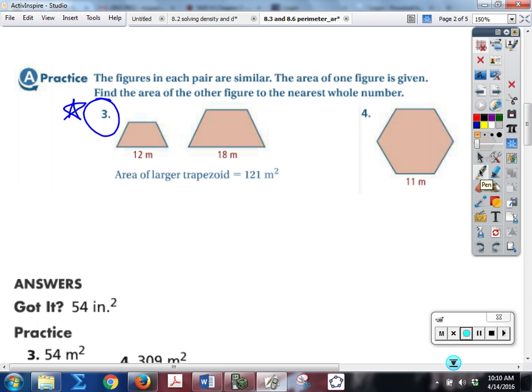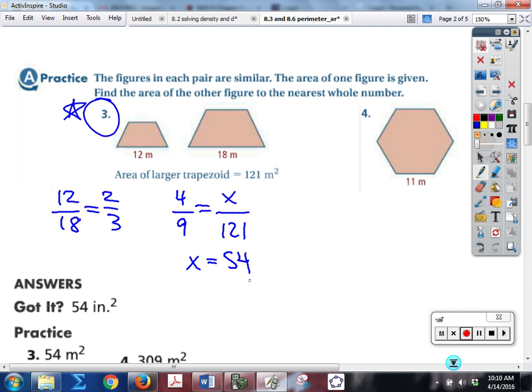Yep. So the scale factor is 2 to 3, right? So don't forget that you don't use the 2 to 3, you have to square them because you're dealing with the area. So 4 to 9. Make sure that you put the larger one with the 9. So when you solve that, just be careful that you follow instructions. It says what is the area to the nearest whole number. 54 is the nearest whole number. It doesn't say what's the area in meters squared. So technically you should put 54 meters squared for your answer to answer the question.